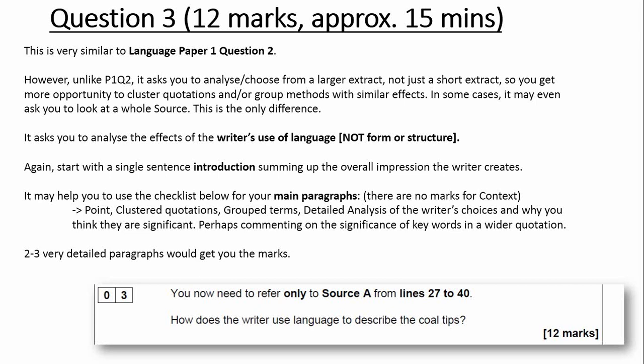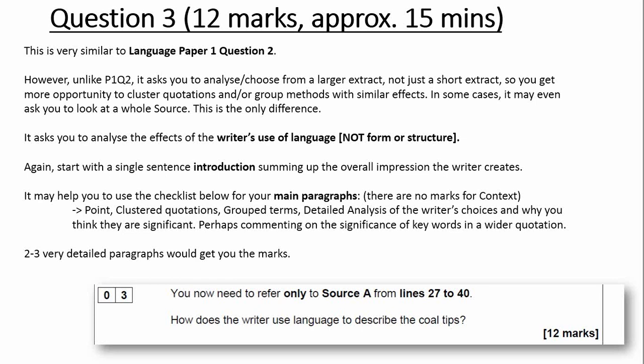One of the things we've also mentioned before that might be appropriate for this is where you comment on the significance of keywords in a wider quotation. That's another strategy that you can use. So that's the kind of thing that you can see here, and we'll see on the next slide an example of what that might look like, but nothing too different, again, to what you've done before.